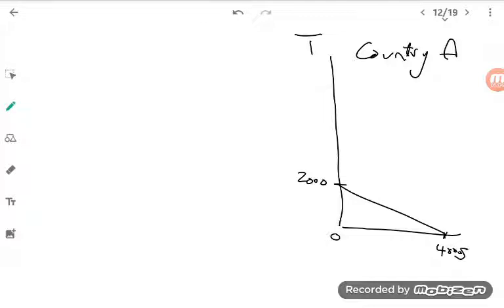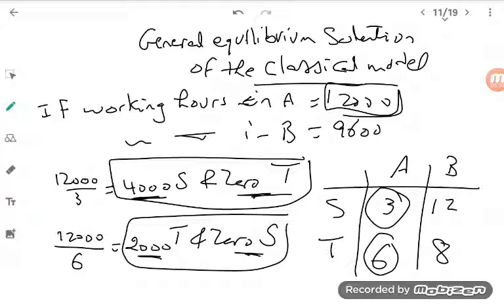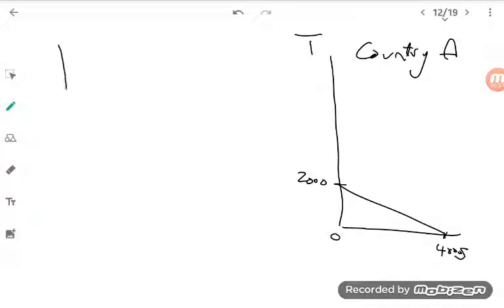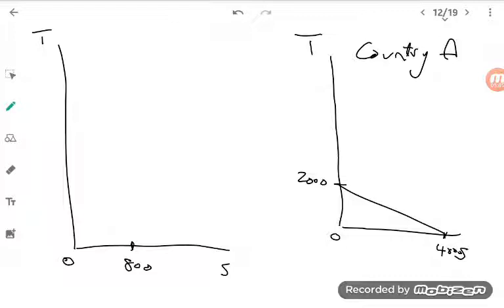If you would like to draw the PPF for country B, we are going to do the same method. Total resources 9,600. We are going to devote all the resources to the production of soybeans, and then we are going to devote all the resources to the production of textile. It will be 800 soybeans and zero textile. This is point number 1. Or 0 soybeans and 1,200 textile. This is the PPF in country B.